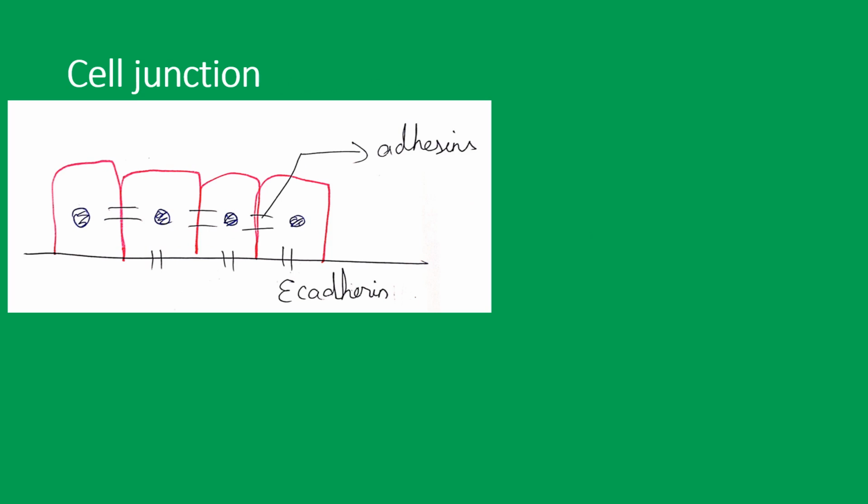So cell junction. The cell junction has adherens and weak adherent junctions. There are multiple things between one cell and another. These cell junctions are between each cell.